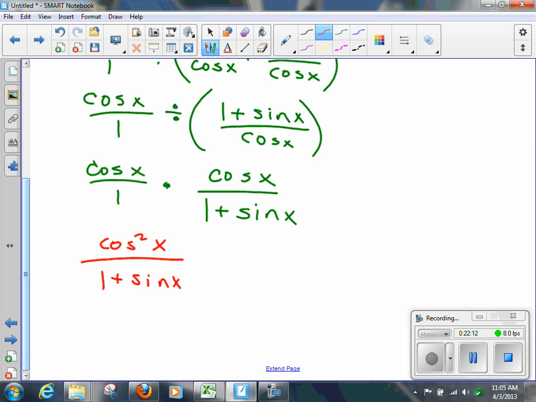What do I need to do? What's cosine squared? If you would answer the question, you wouldn't have to huff and puff. Here we go. Cosine squared.